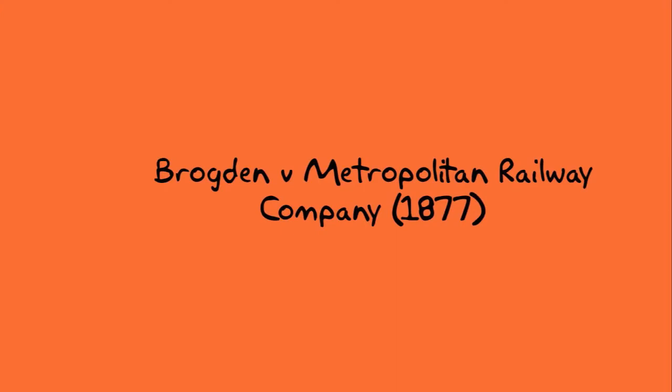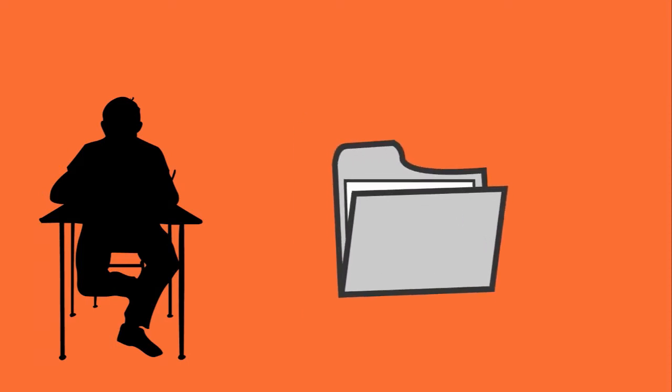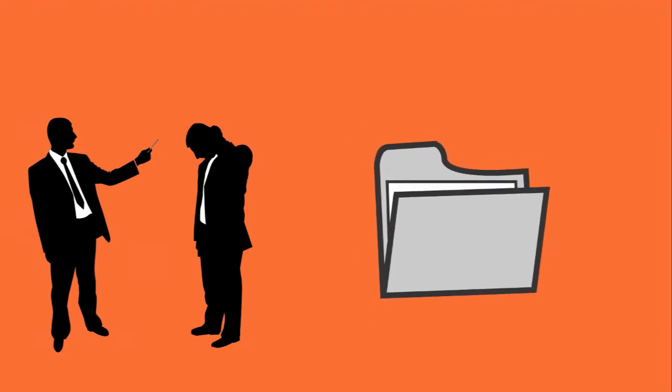In Brogden versus Metropolitan Railway 1877, Mr. Brogden had supplied the Metropolitan Railway Company with coals for a number of years. Brogden then suggested that a formal contract should be entered into between them for longer-term coal supply. Each side's agents met together and negotiated. Metropolitan's agents drew up some terms of agreement and sent them to Brogden.